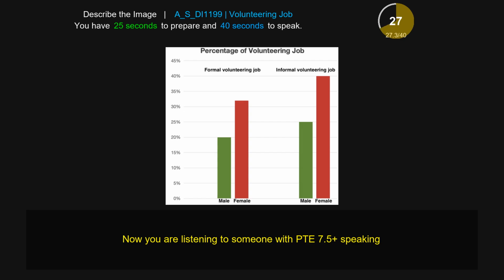From the image, I can see the second highest value is 35%, represented by formal volunteering job in red color. Overall, the image provides information about percentage of volunteering job. From the image, I can see male and female.